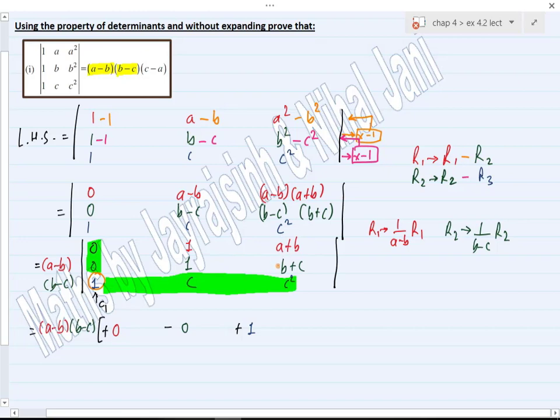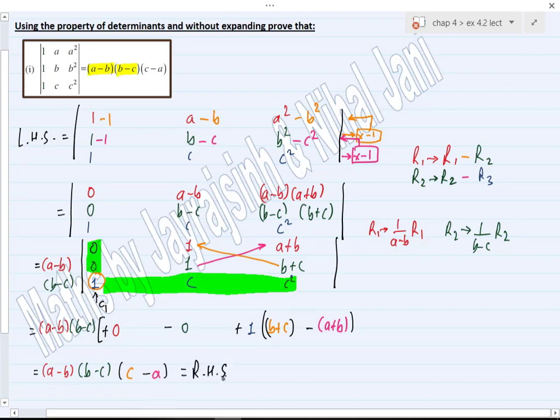Let's cross multiply. b plus c with 1 will give us b plus c, minus 1 with a plus b. So this a minus b and b minus c will be as it is. And here we'll get b cancel out. We will get c minus a, which is your required right hand side. Ta-da!